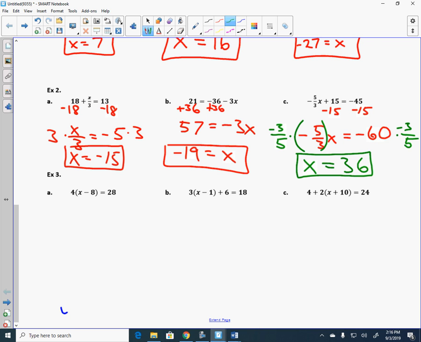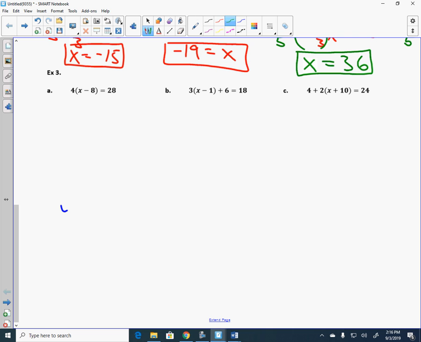What I would like you to do over the course of the next 2-3 minutes, try these 3 on your own. And just a hint, you need to distribute the 4 through. Go ahead and see what you can do. Check with partners, and we'll pick up in just a second. Try them.